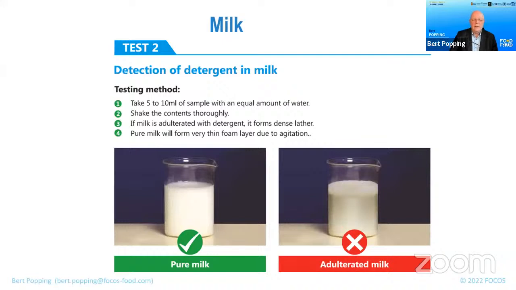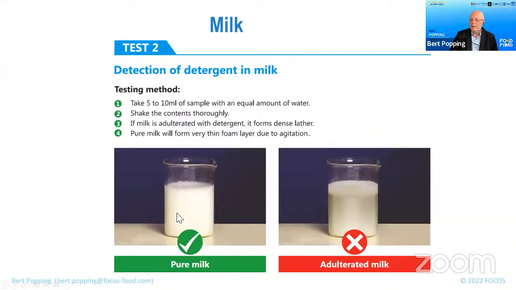And unfortunately, especially in India, but not just India, also other countries, you find that to preserve milk, they put detergent in it, which is adverse to health. So it's not very good to have detergent in your milk. And again, it's similar. You just add water to it, and it will show different if you have adulterated milk.